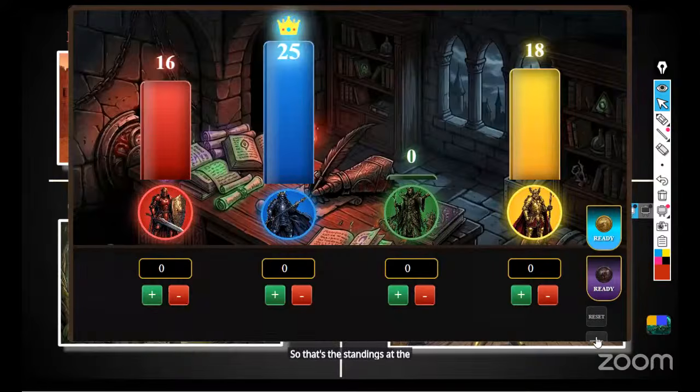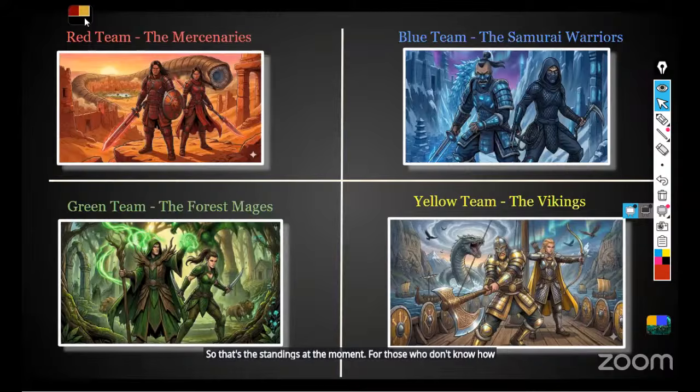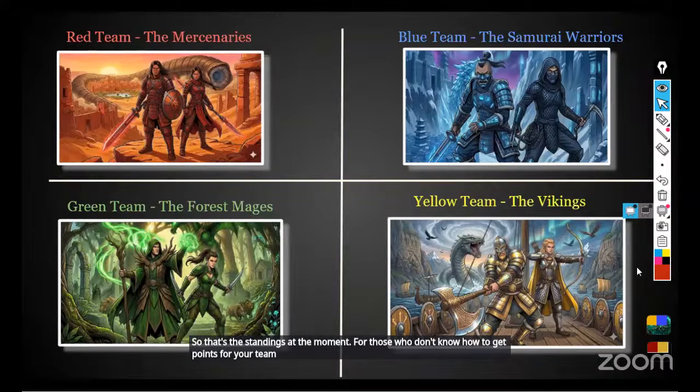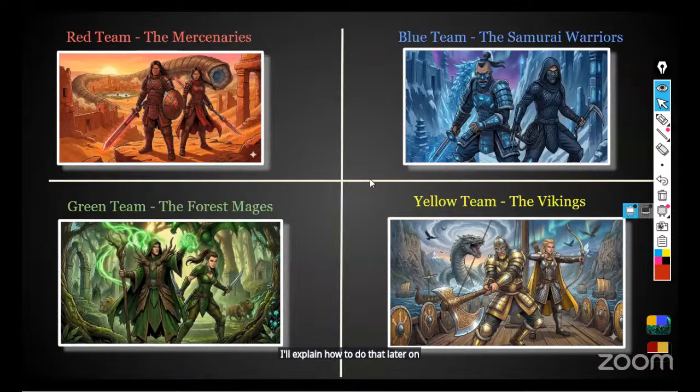For those who don't know how to get points for your team, I'll explain how to do that later on in class. Let's get started, right?